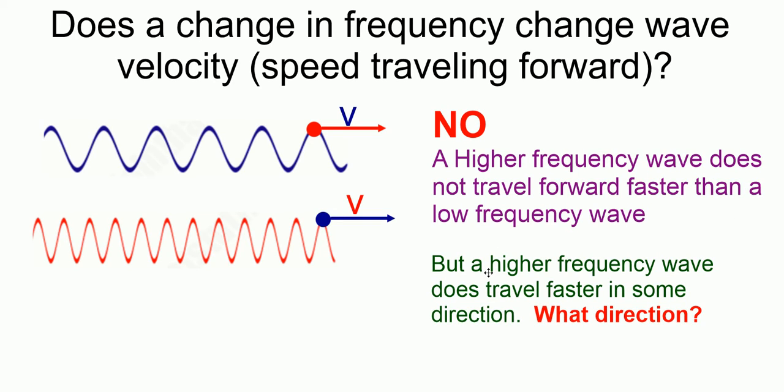But, look at this. A high frequency wave, this one here, does travel faster in some direction. Not forward. What's that direction? It's actually two directions, up and down. This one here is going up and down a lot faster than that one, isn't it? It does not move faster forward, but here, a lot faster up and down, doesn't it?